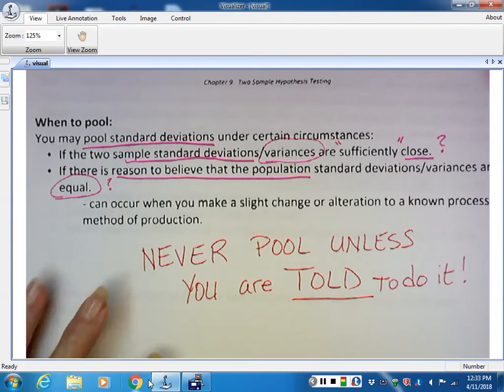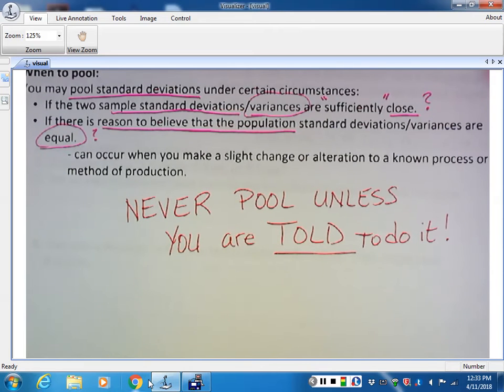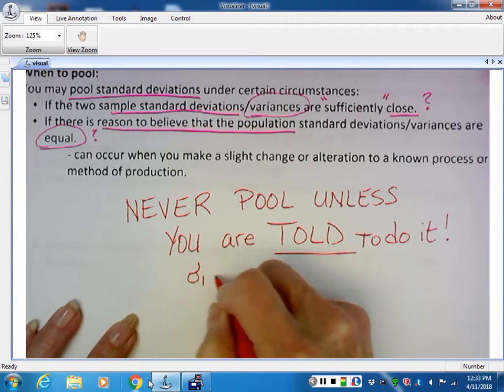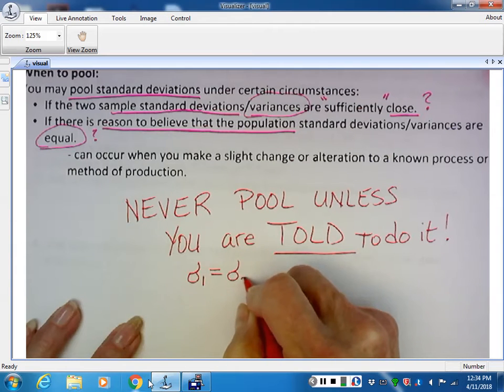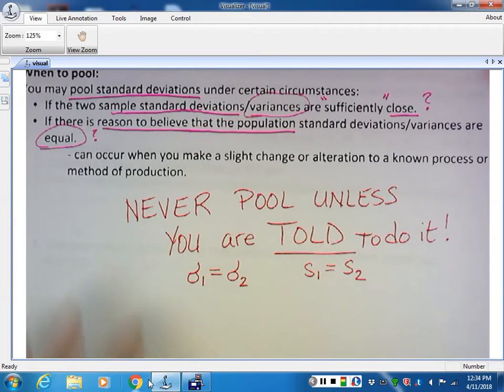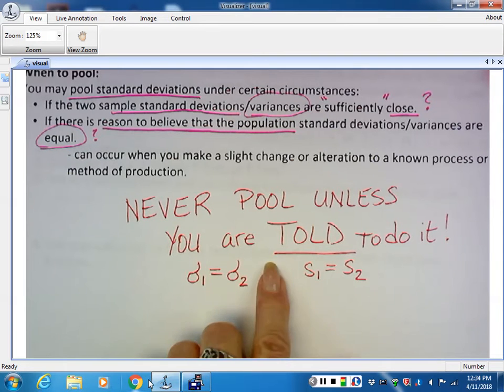You never pool unless you're told to do it. Okay? The only one exception to that would be if I actually have these values and I can see with my own two eyes that they are exactly the same. If they're off by 10 cents, I don't care. They're not the same. And I'm always going to say, I'm not going to pool.